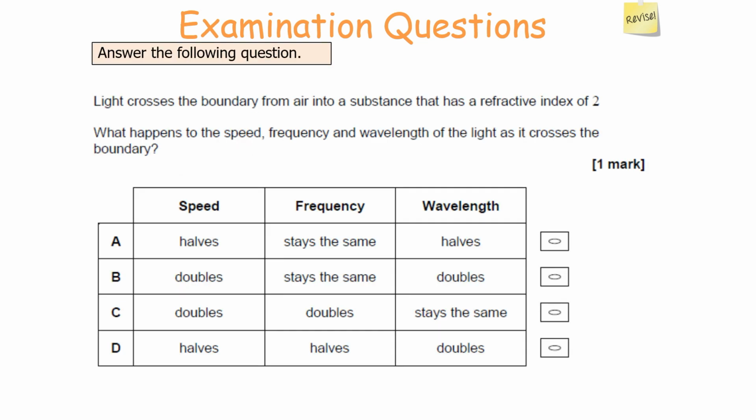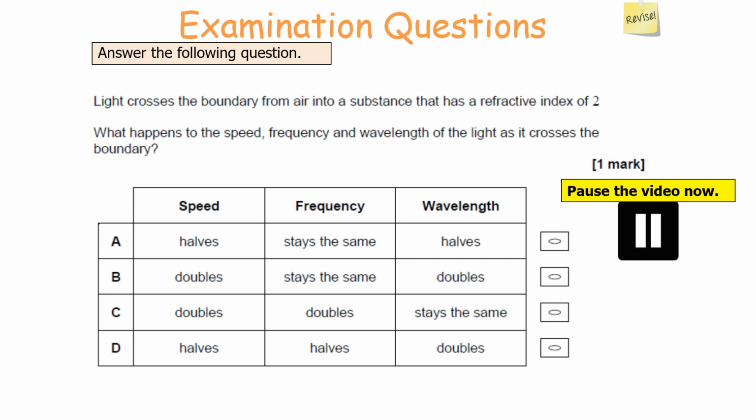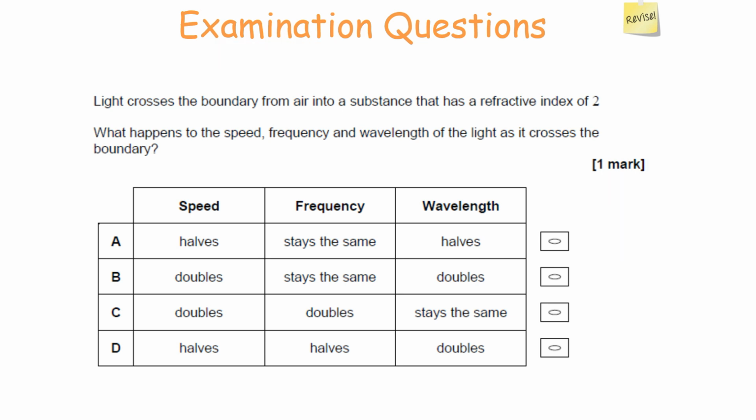Our next question is that light crosses the boundary from air into a substance that has a refractive index of 2. Now what happens to the speed, the frequency and the wavelength of the light as it crosses the boundary? So pause the video now, then unpause the video when you want to go through your answer. Right, now the first thing you've got to remember is that in refraction the frequency remains constant. So the answer is either going to be A or B.